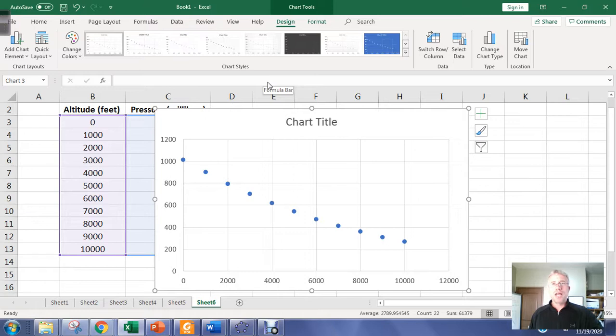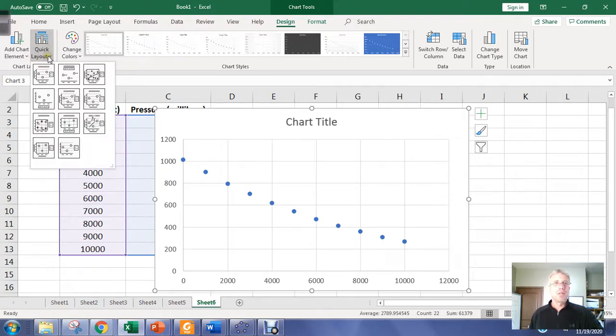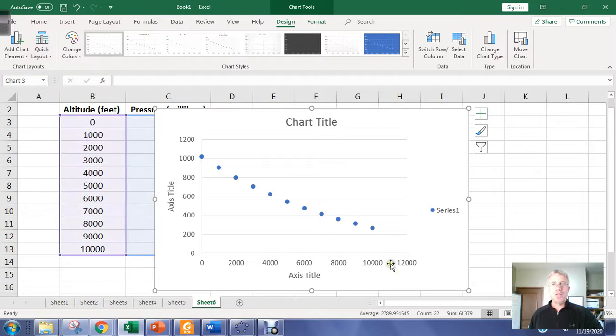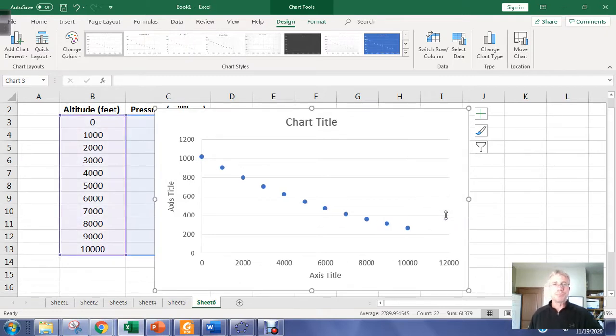Once the chart's up, you want to right away go into the layout and make sure you pick a layout that's going to let you put labeling on the vertical and horizontal axes. Unless you are modeling multiple data sets in the same graph, the series isn't needed. So you just delete this little piece.